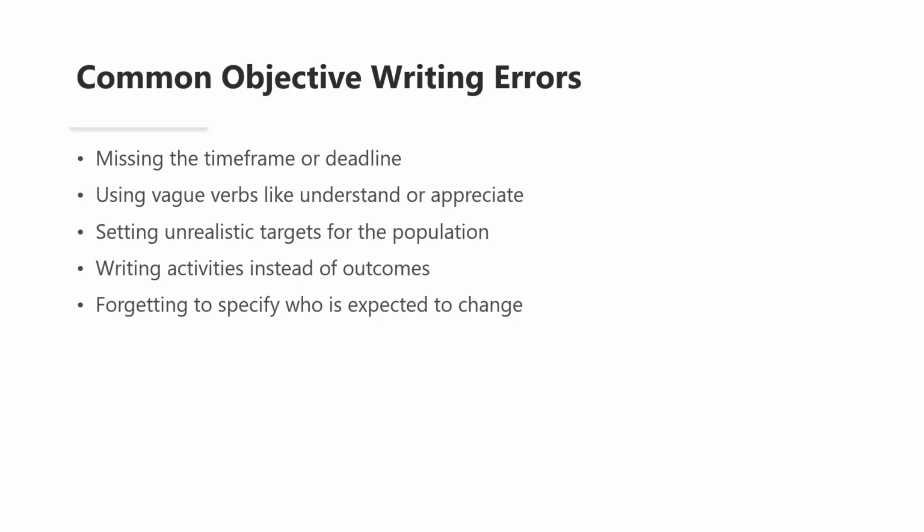The fourth error is writing activities instead of outcomes, and this one is important. An activity describes what the health educator will do, such as conduct 3 workshops. An outcome describes what the participants will achieve as a result of those activities. The fifth error is forgetting to specify who is expected to change. A good objective always names the priority population or target group. For instance, saying participants will increase physical activity is better than simply saying physical activity will increase, because it specifies who is expected to change.